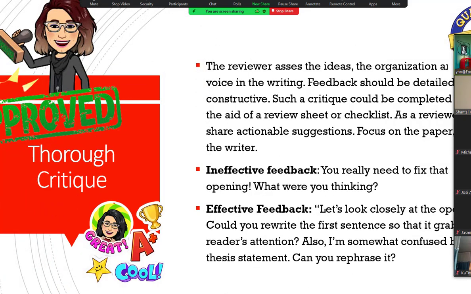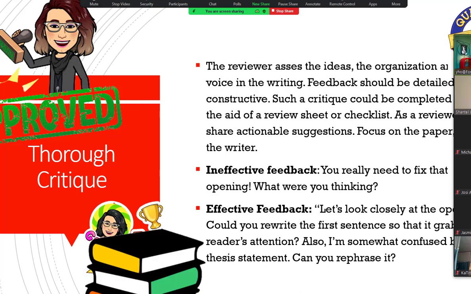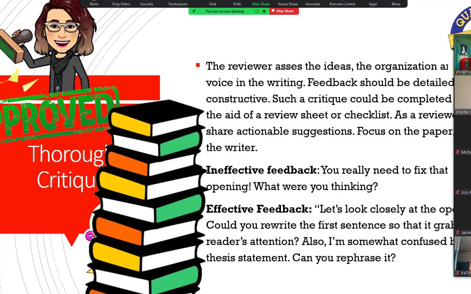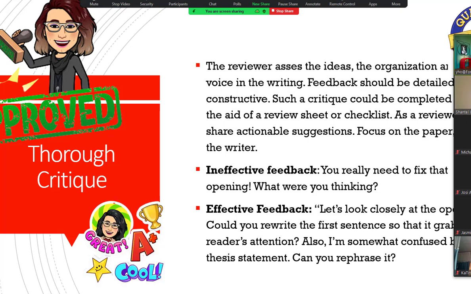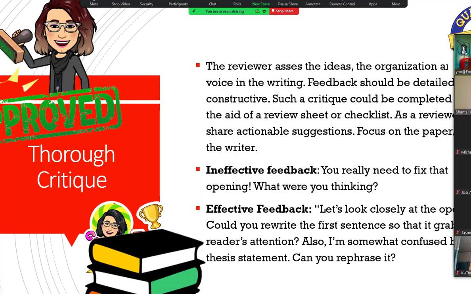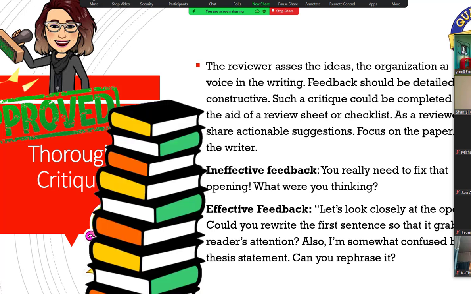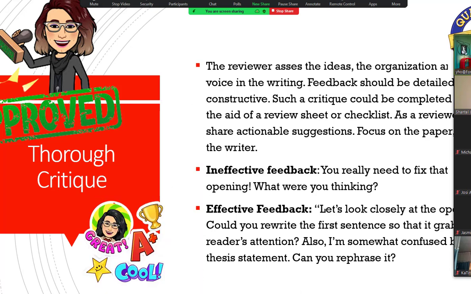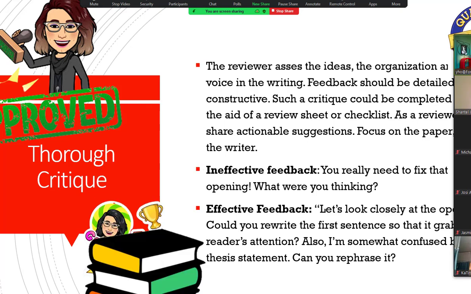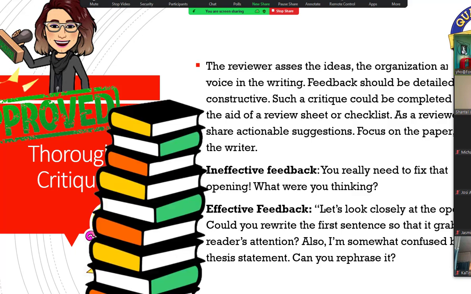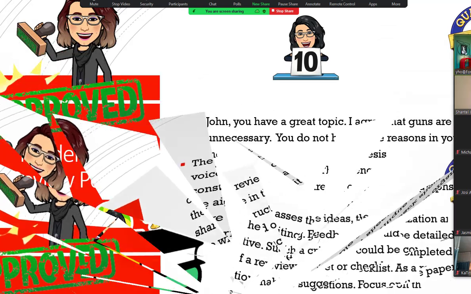So the reviewer assesses the ideas, organization, and voice in the writing. Feedback should be detailed and constructive. Such a critique could be completed with the aid of a review sheet or a checklist, so you could use a checklist. "You really need to fix that opening. What were you thinking? Are you kidding me?" That's not the way we do feedback. We say, "Let's look closely at this paper. Could you rewrite the first sentence so that it grabs the reader's attention? Also, I'm somewhat confused by the thesis statement. Can you rephrase it?" So that's thorough feedback.